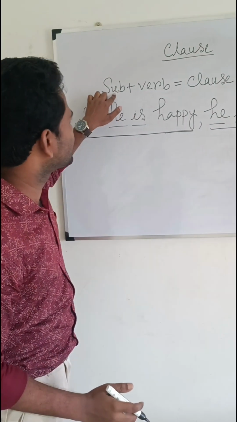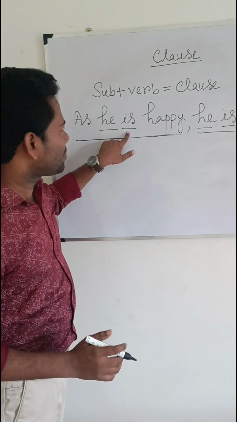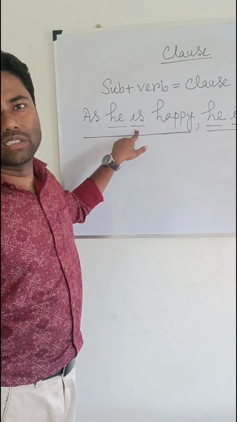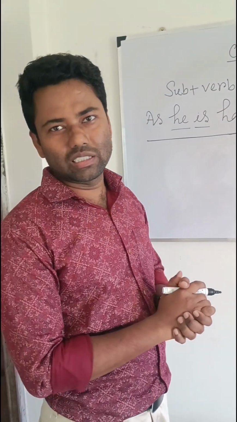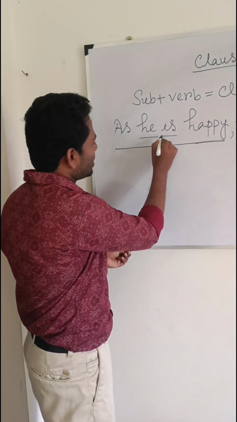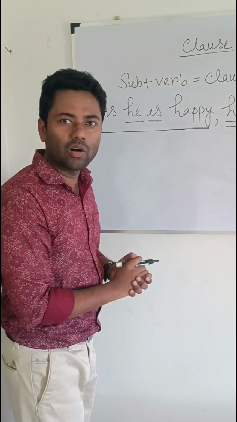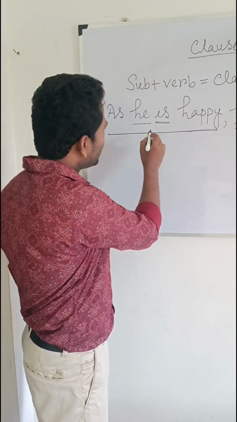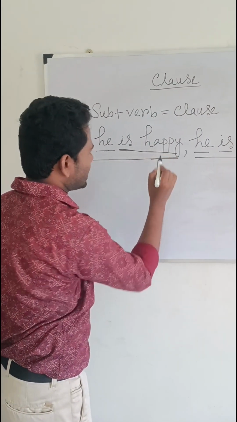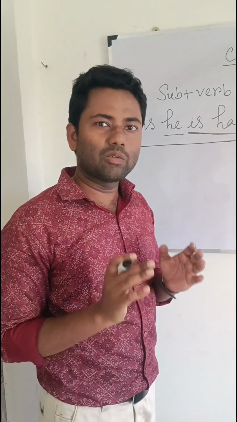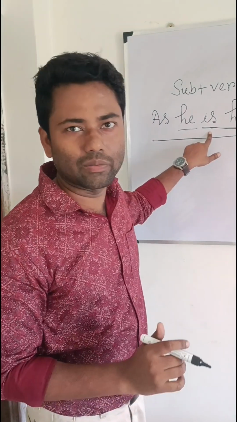Just remember this simple thing, subject plus verb is equal to clause. The number of finite verb is the number of clause. So from here we understand that a clause is a group of words. Group of words means more than one word. A clause is a group of words that has a subject and a finite verb. Or you can say a clause is a group of words that has a subject and predicate. This part is called predicate. Or if you want to keep it simple, you can simply say a clause is a group of words that has a subject and a finite verb.